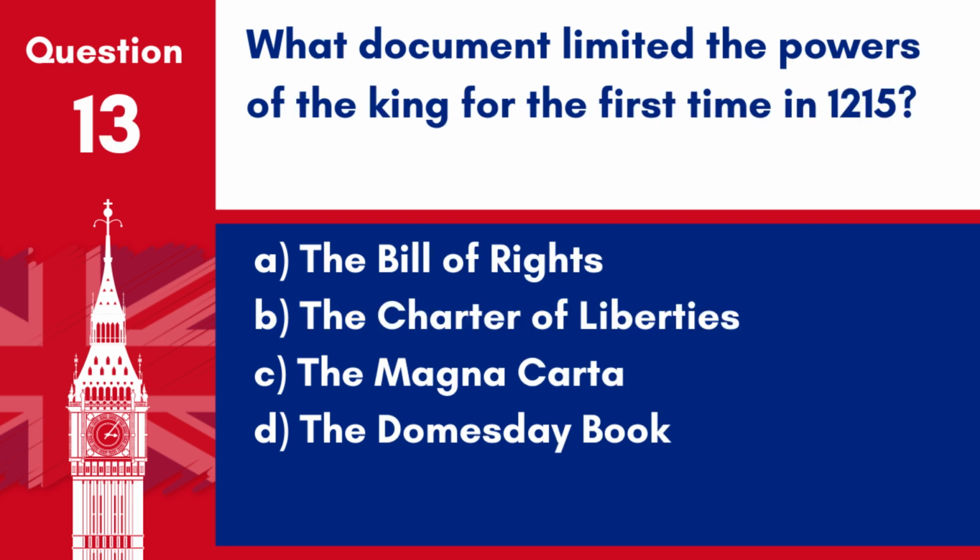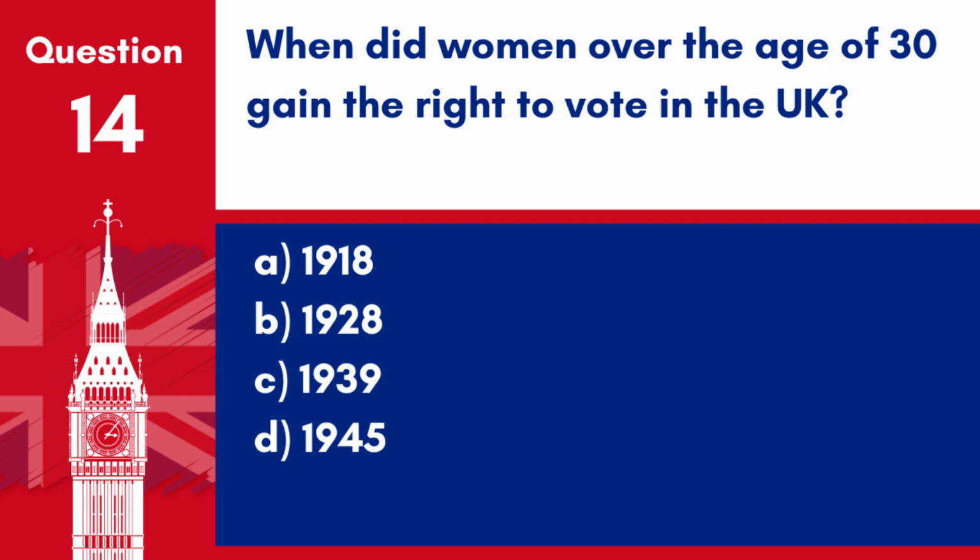Question 13. What document limited the powers of the King for the first time in 1215? A. The Bill of Rights. B. The Charter of Liberties. C. The Magna Carta. D. The Domesday Book. Answer. C. The Magna Carta. This document, signed by King John of England, limited the powers of the King for the first time, emphasizing the rule of law.